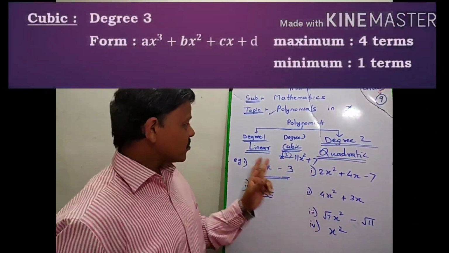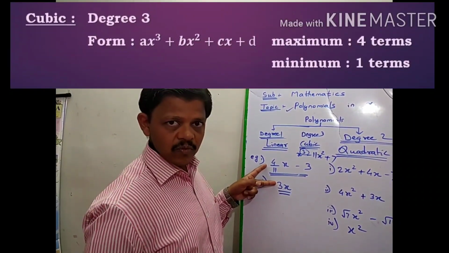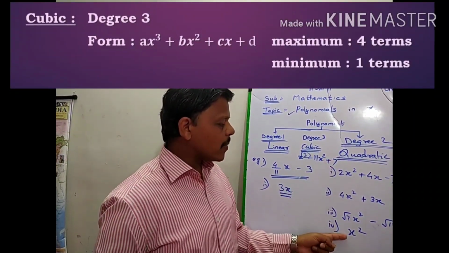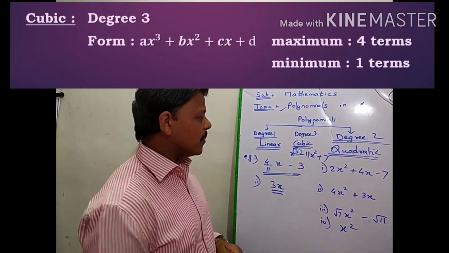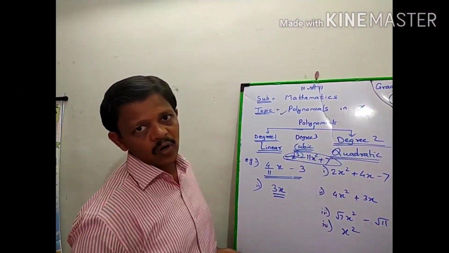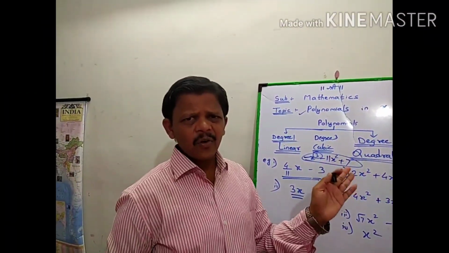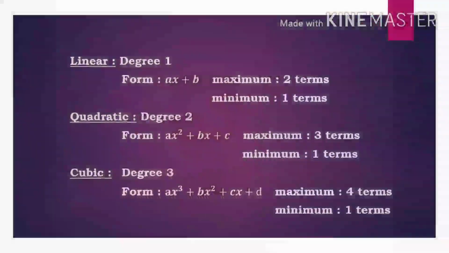Similarly, see, so linear will have either 1 or 2 terms. Quadratic will have minimum 1, maximum 3. Cubic, minimum 1, maximum 4 terms, and so on. And all other polynomials, degree 4, 5, 6, 7, will generally be called as polynomials.